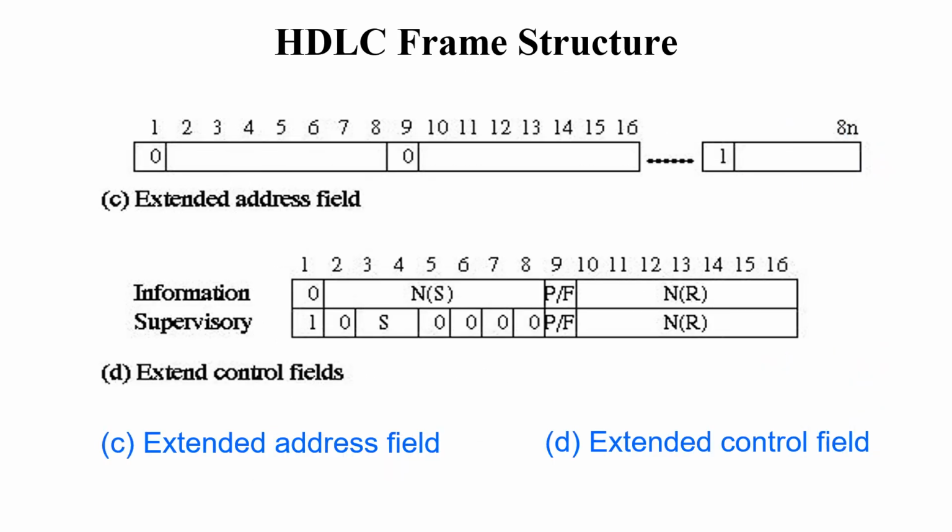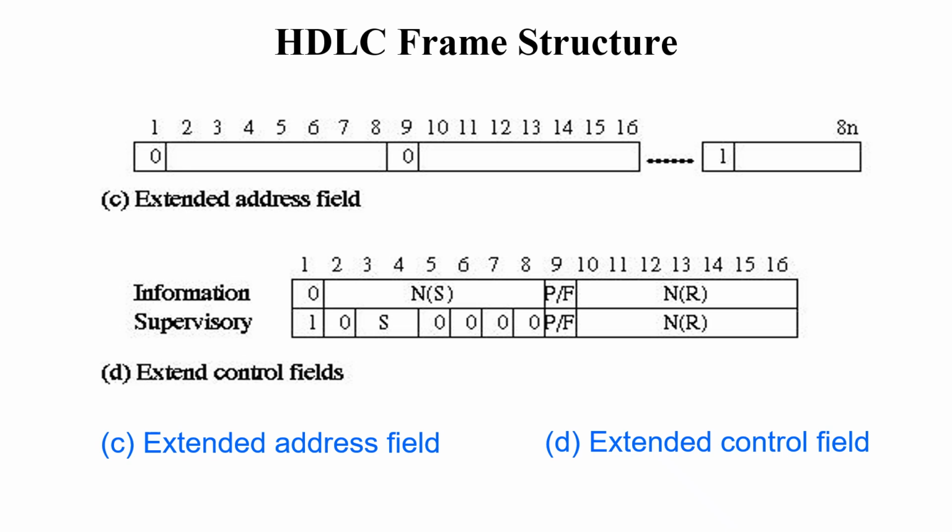The HDLC frame structure can include extended fields for larger addressing and control capabilities. The extended address field allows multiple bytes to represent addresses, where each byte's least significant bit indicates whether another byte follows. This enables support for more devices on the same network.